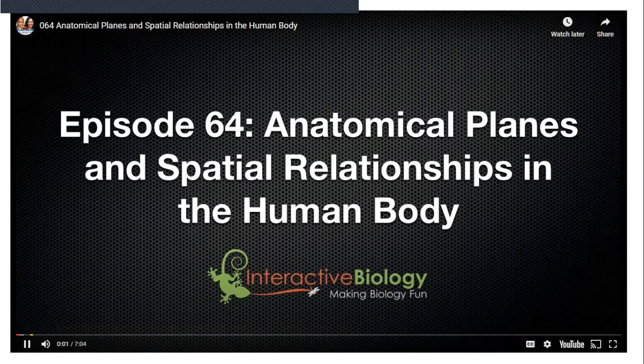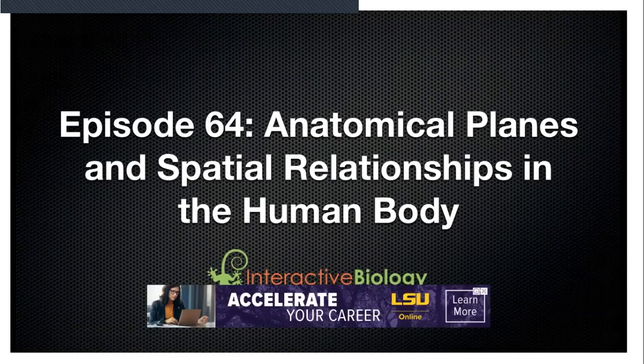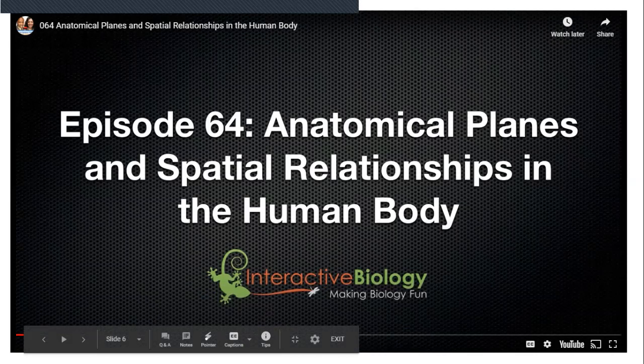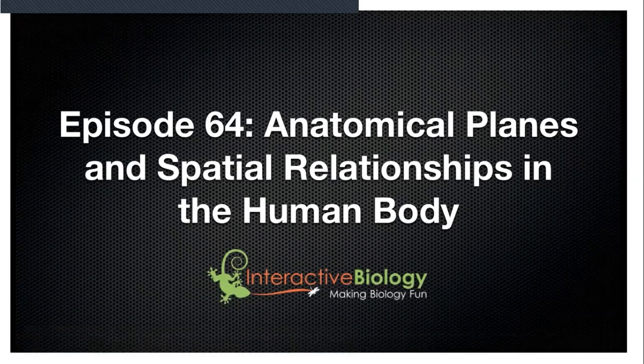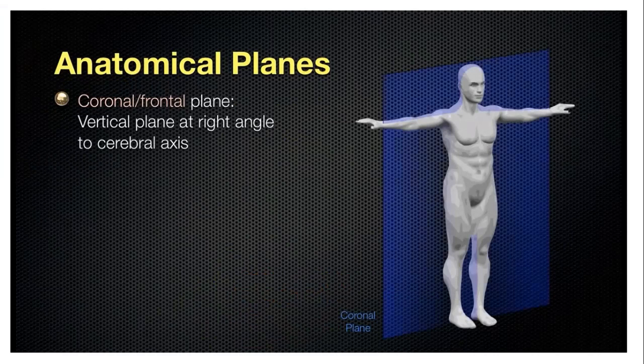Hello and welcome to another episode of Interactive Biology TV, where we're making biology fun. My name is Leslie Samuel, and in this episode, episode 64, I'm going to be talking about the anatomical planes and spatial relationships in the human body. As we go into neuroanatomy, we're going to need to know these planes and the spatial relationships. So let's get right into it. Here we have the human body. And I want to talk about the three different types of planes that we have. First, we have the coronal or the frontal plane, and that's a vertical plane at a right angle to the cerebral axis. And you can see that plane here.